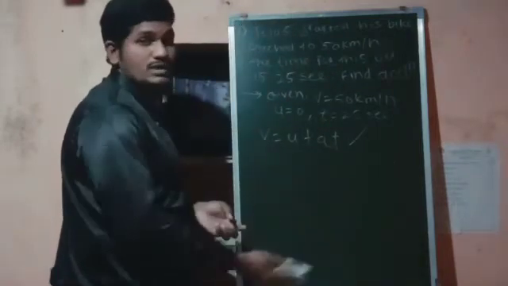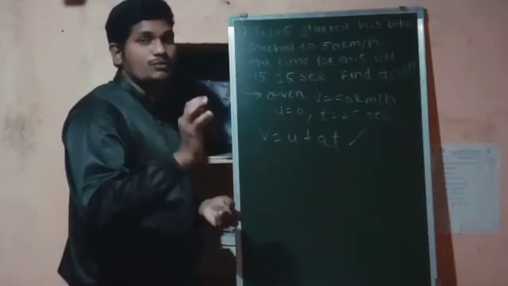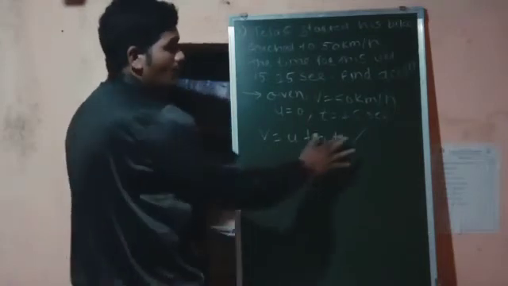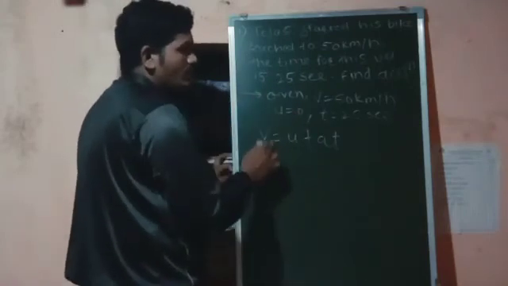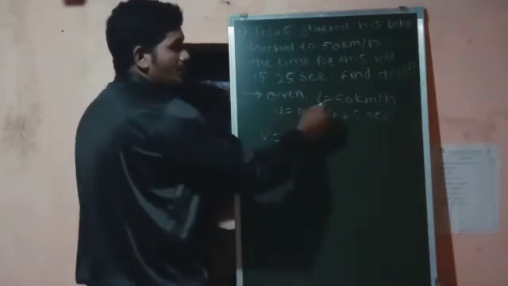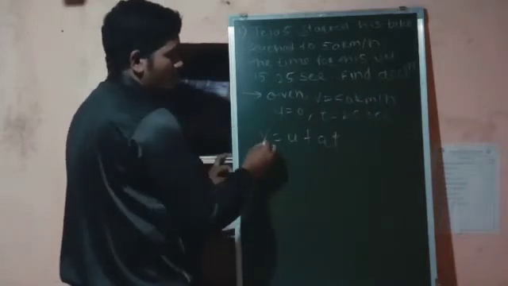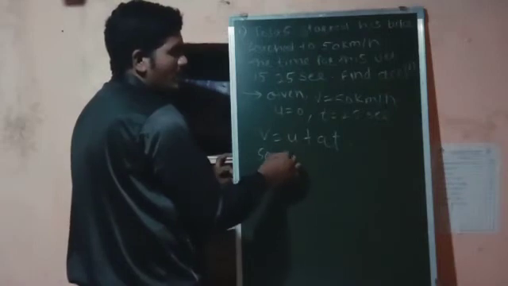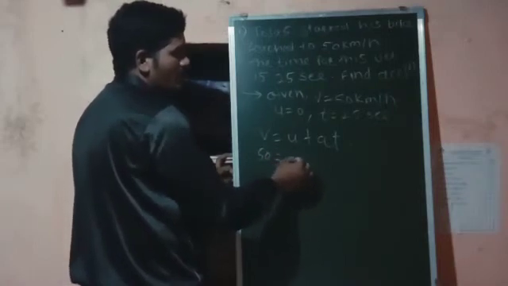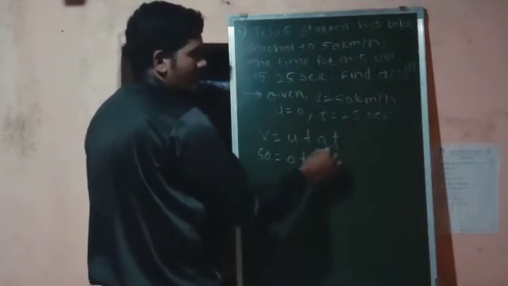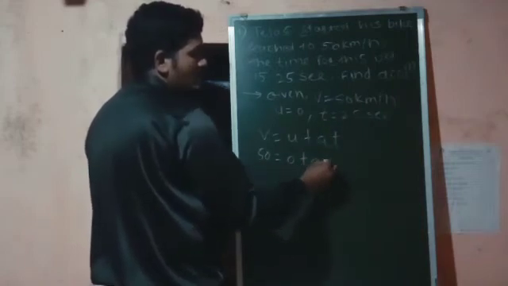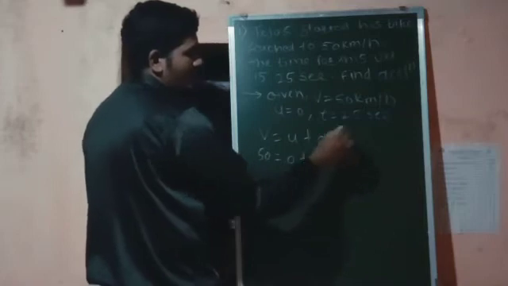I hope you students have got this, how to choose the formula. Now this formula we have to use. Now simply I will put the given terms into the formula. So V is 50 km per hour. So instead of V I will write 50, is equal to initial velocity 0 plus acceleration, which we have to find, into T, which they have given is 25 seconds.